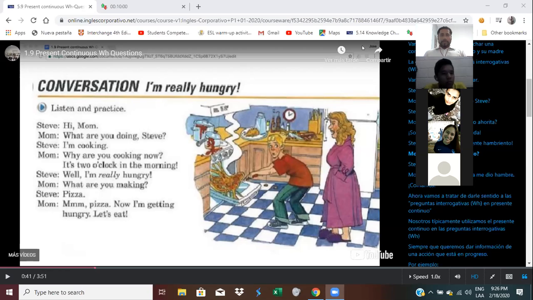Hungry, hambre. Getting? I'm getting hungry. La frase dice, me está dando hambre. What are you making? ¿Qué estás cocinando? Let's eat. Comamos.